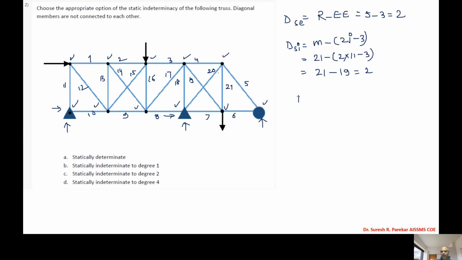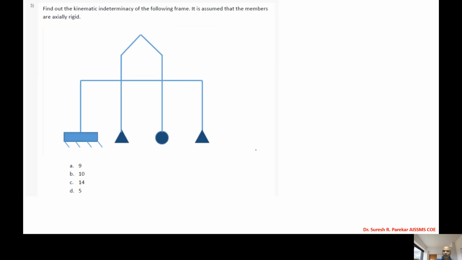And then we have DS equal to static indeterminacy 2 plus 2, that is 4. So we have answer 4, which is D, statically indeterminate to degree 4. Then third, find out kinematic indeterminacy, and axially rigid means axial deformation neglected. Axial deformation neglected. And then we will calculate it.